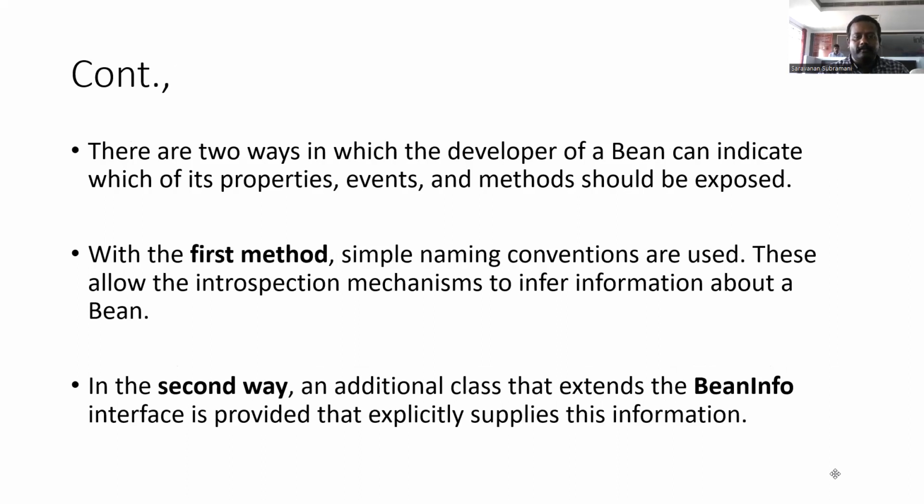There are two ways in which the developer of a bean can indicate which of its properties, events, and methods should be exposed. With the first method, simple naming conventions are used. This allows the introspection mechanism to infer information about the bean. The second way is that an additional class that extends the BeanInfo interface is provided that explicitly supplies this information.